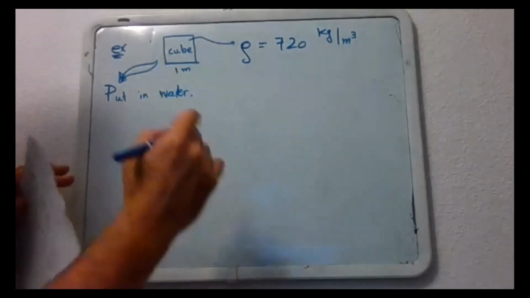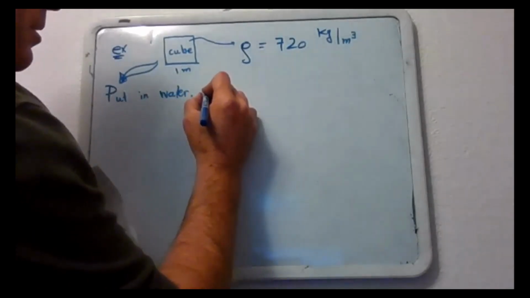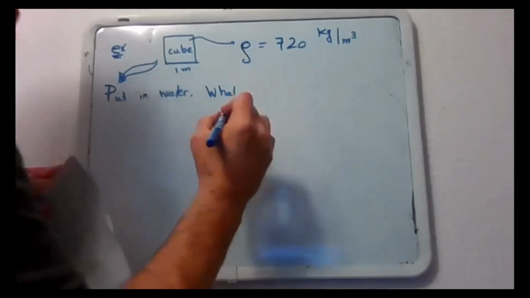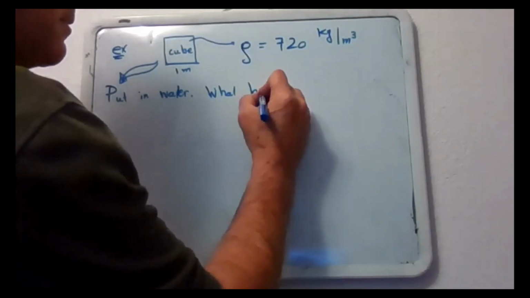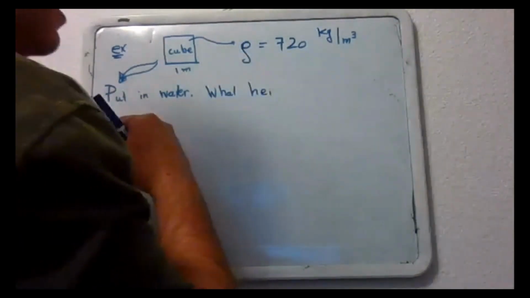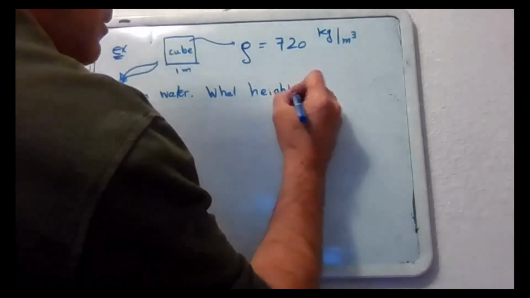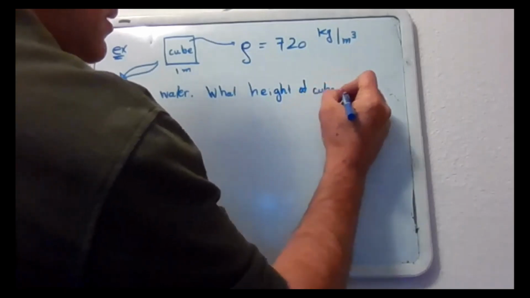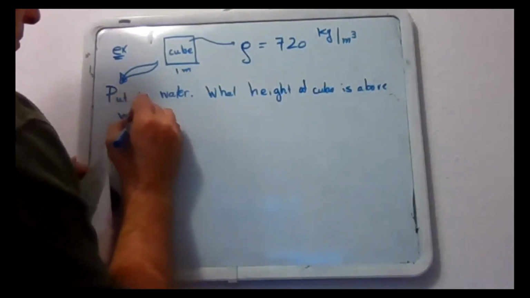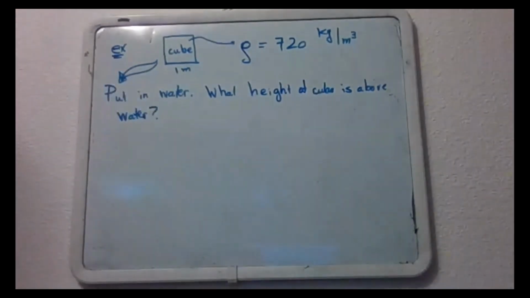The question I want you guys to work on is, what is the height of wood above water? What height of the cube is above water? I would encourage you to do a couple drawings, do a free body diagram, and then see if you can write an equation that allows you to solve. Pretty ambiguous, but let's go ahead and let you get going.